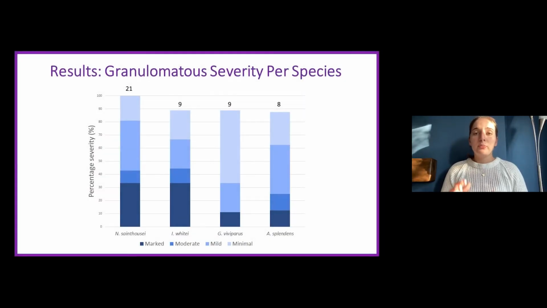This graph shows the percentage of individuals per species with an overall severity of minimal to marked, with the overall severity determined by the highest severity organ per individual. In all 4 species, over 80% of individuals had some form of granulomatous disease, with all Nothobranchius sainthousei affected. Ilyodon whitei had the highest percentage of individuals with a disease severity of moderate or higher.